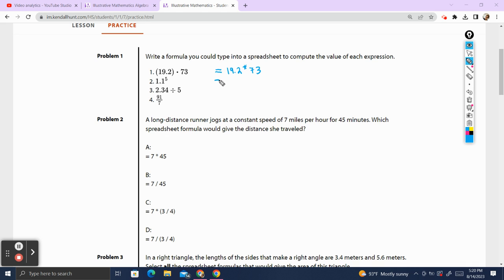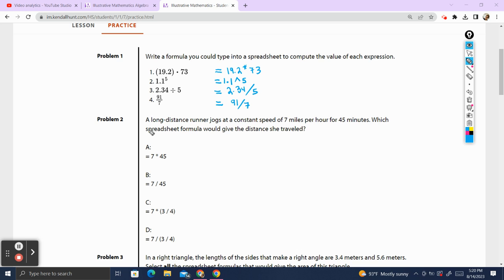For number 2, we type in an equal sign. We're going to type in our number. We don't have an exponent button, so instead we use the caret button, which represents raised to the 5th power because it is a 5. For this one, 2.34, we don't have a division sign, so we're just going to use a slash like that to represent divided by 5. We do the same thing for fractions. So in this case, we do 91, use the divided sign, divided by 7. And we're done. That's it.